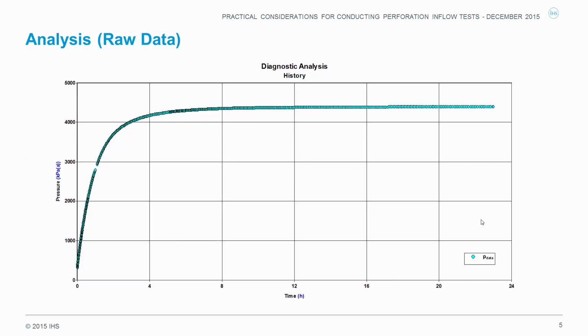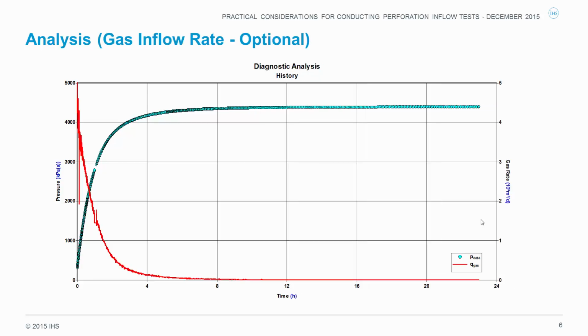This is what a data set looks like. So what we can see here is just a build-up trend. The first step before we get into analysis is calculating the inflow rates. And this is done more out of curiosity than anything else. It's not required for the analysis, it's just shown here for us to see what the afterflow rates were.